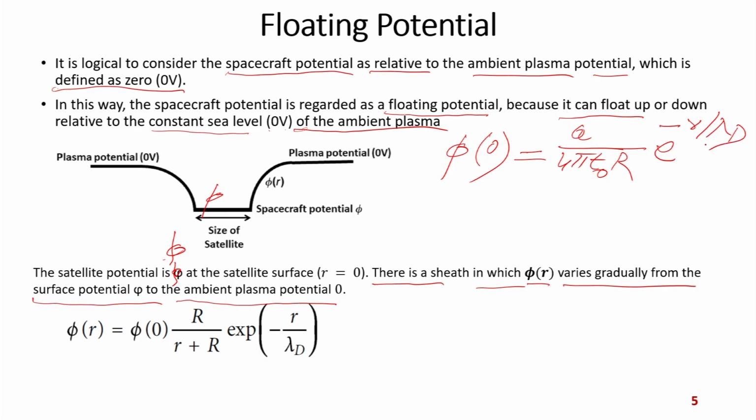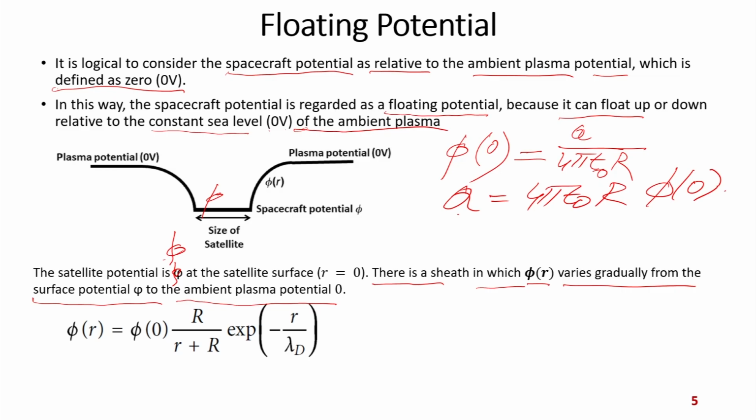What is lambda d? Lambda d is the Debye length. Okay, so now I can write q is equal to, and now here r is equal to 0, so this term will not come. So I can write that phi is equal to, so here r is equal to 0, I will not write this term. So I can write q is equal to 4 pi epsilon 0 into r, and that is phi 0.